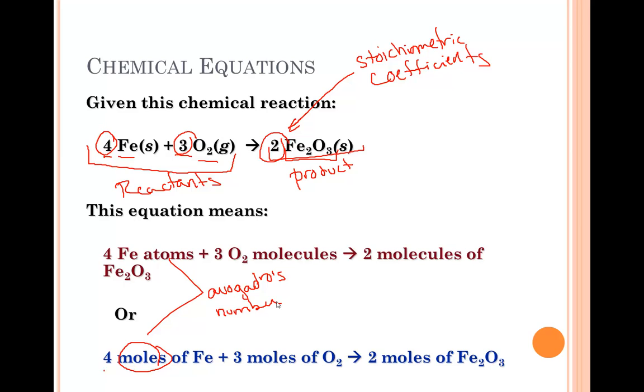which is 6.022 times 10 to the 23rd. So what we're saying here is, instead of saying atoms, we can say we have this many atoms, 4 times this many atoms, plus 3 times this many molecules, to give us 2 times this many molecules. And that's why we can replace that with moles.